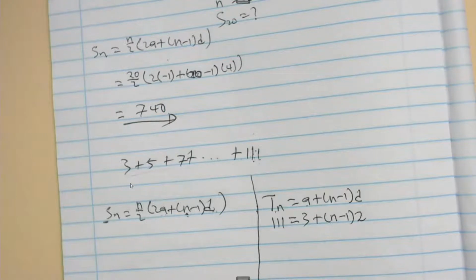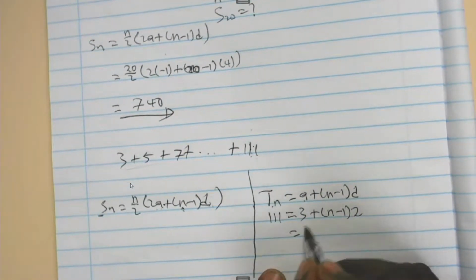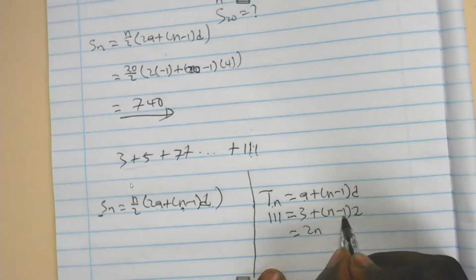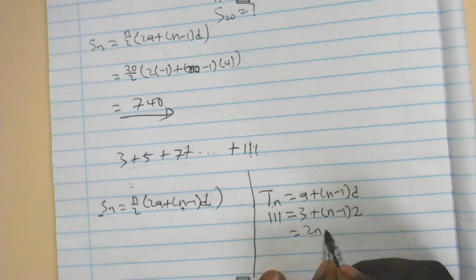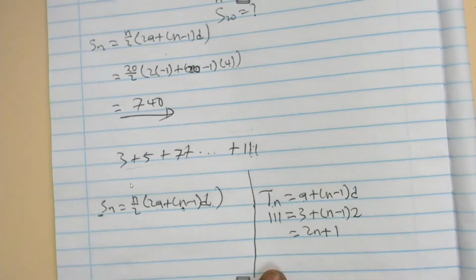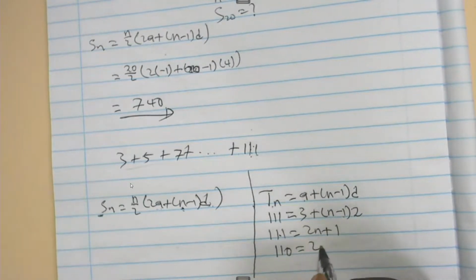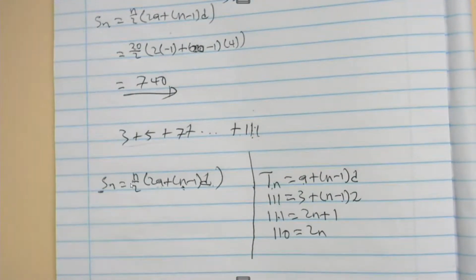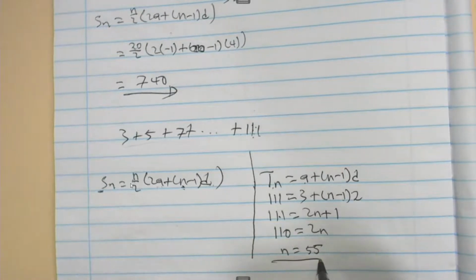If we solve for n, we are going to have 2n, and then it's minus 2, and that would give us 2n plus 1, because negative 2 plus 3 would give us positive 1, and then this is 111. Transpose this positive 1 to this side, it becomes negative. We are going to have 110, and that is equal to 2n. Dividing both sides by 2, we have our n as 55.